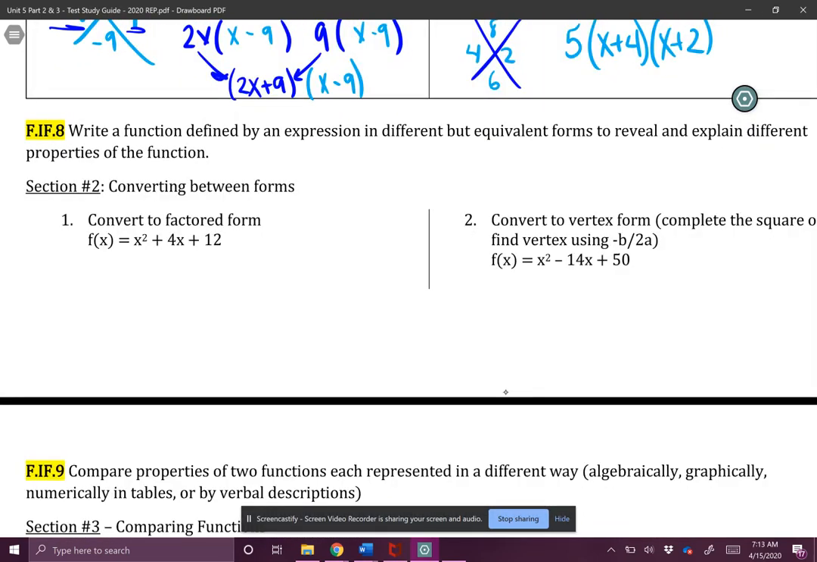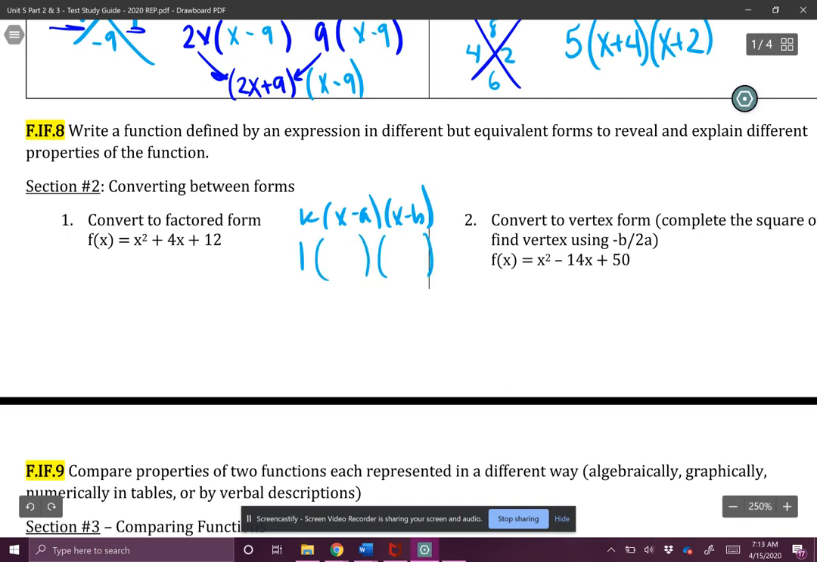Section 2 says convert to factored form. So we have f of x equals x squared plus 4x plus 12. And we're trying to make it look like factored form, like what we had above. So this value out front here is just going to be the GCF. Well, the GCF between 1, 4, and 12 is just a 1. So we've already figured out our k value, which is great. Now we need to figure out what our factors are.